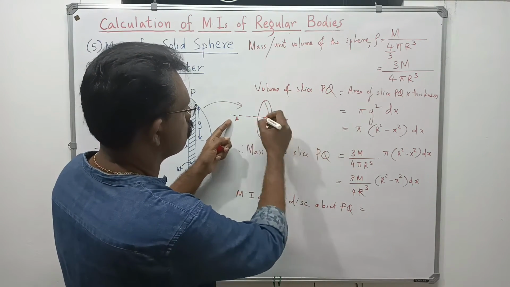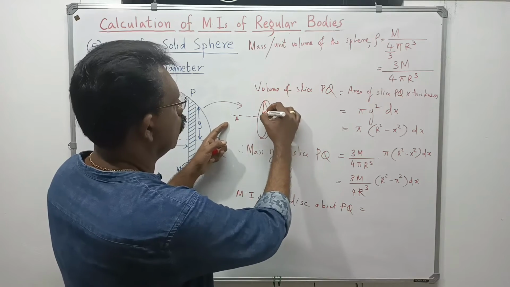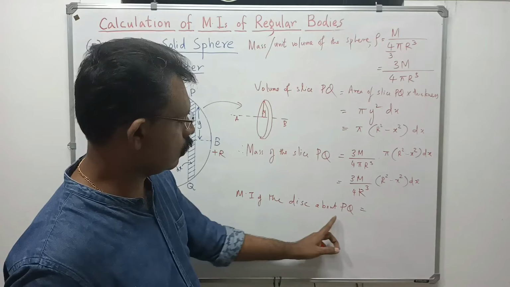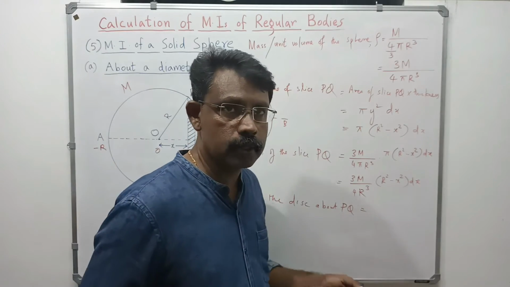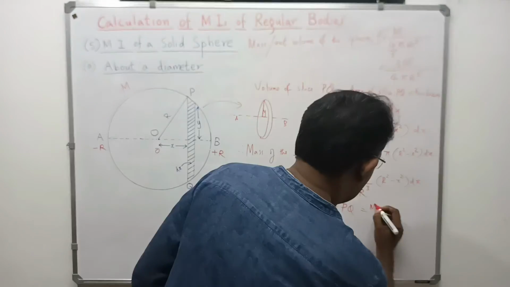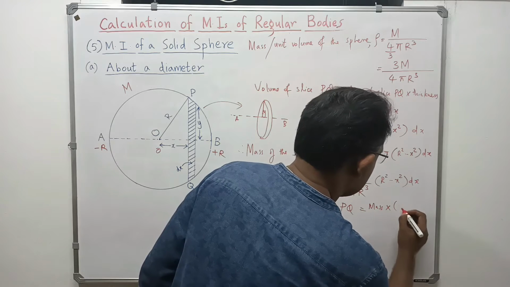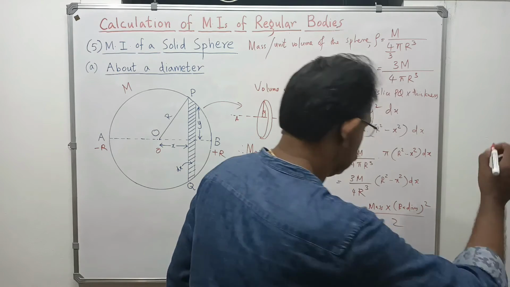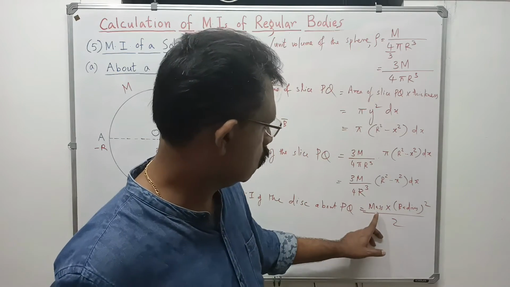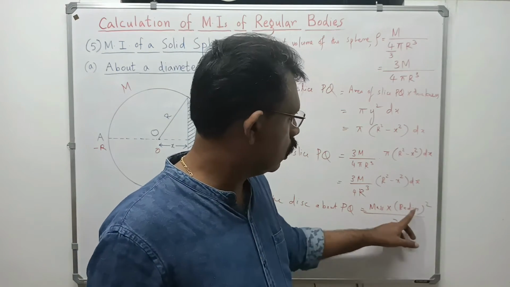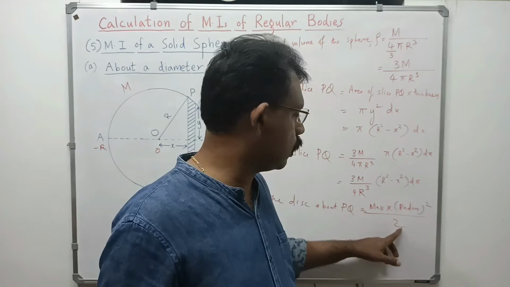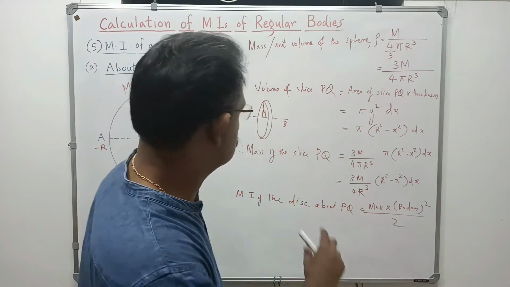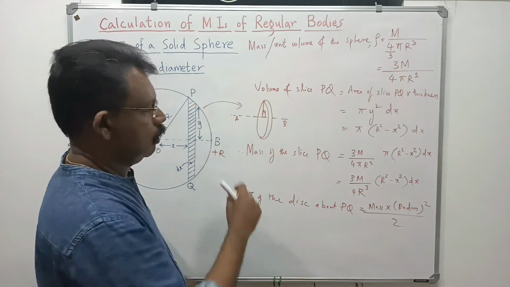AB is the axis passing through it. Here y is the radius. So what is the moment of inertia of the disk about PQ? That we have already derived as m r squared by 2, that is mass of the disk into radius squared divided by 2. So the mass of the slice into its radius squared divided by 2. So what is the mass? Mass is here, radius is y, and there is 2.